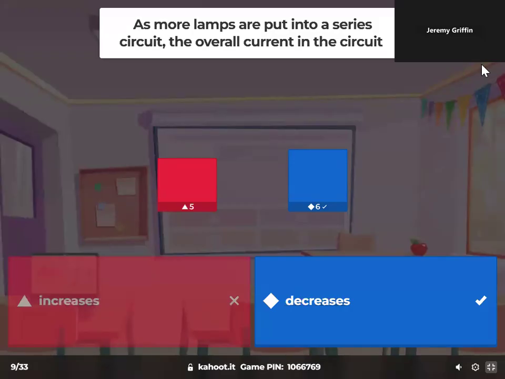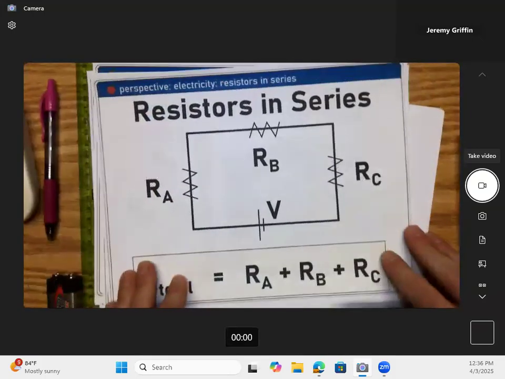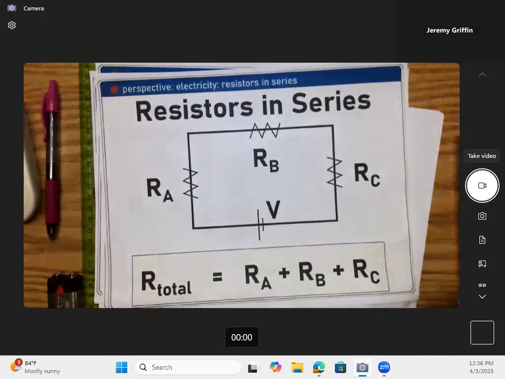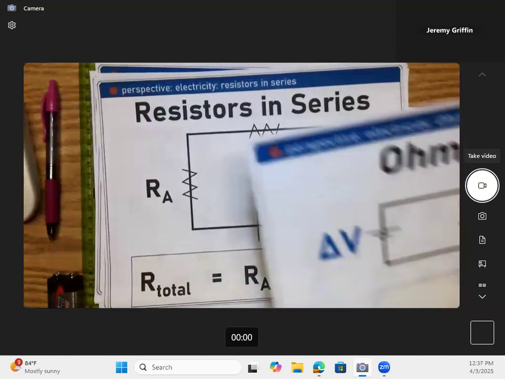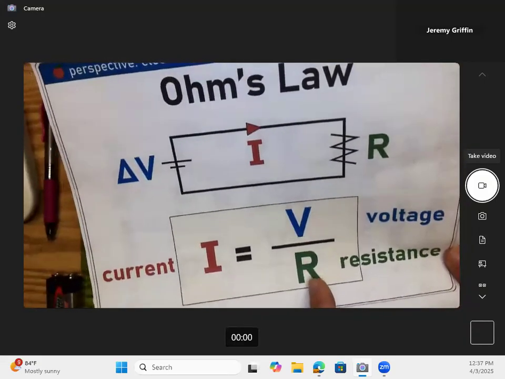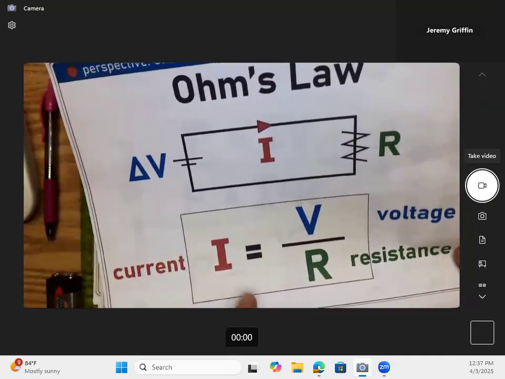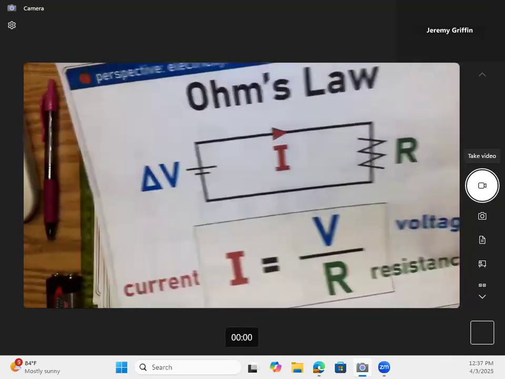Decreases. The overall current decreases. So here, you can think of this in 2 steps. So step 1 is, oh, whoops, let's get back to series. All right, so back to series. As you put more and more in series, does the overall resistance increase? Yeah, so the overall resistance is increasing. And then over here, because if the resistance is increasing, what's happening to the current? Decreasing. You see, I and R are inverse. Okay, so one goes up, the other goes down.